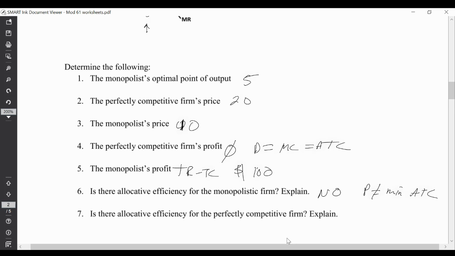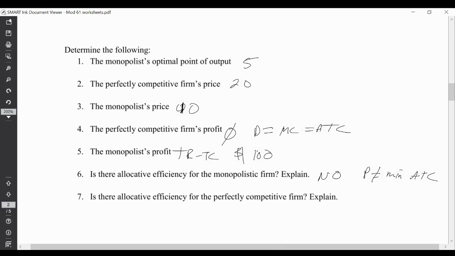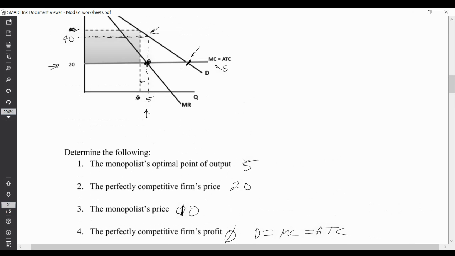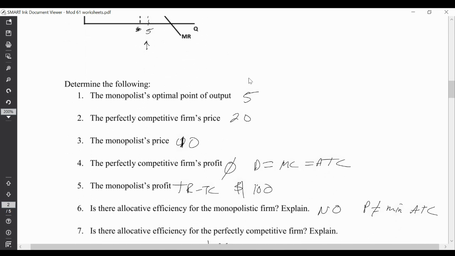And then it asks, is there efficiency for a perfectly competitive firm? Yes, there would be in this example. There would be allocative efficiency, because the firm provides every unit for which consumers are willing to pay at least the marginal cost. And there's also productive efficiency, because we've said that the marginal cost here is the average total cost. So for a perfectly competitive firm there is efficiency, whereas a monopolist doesn't have that efficiency.